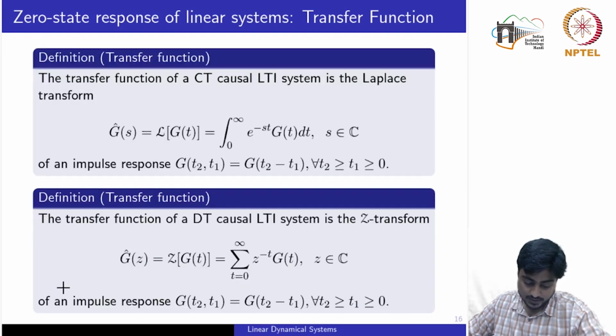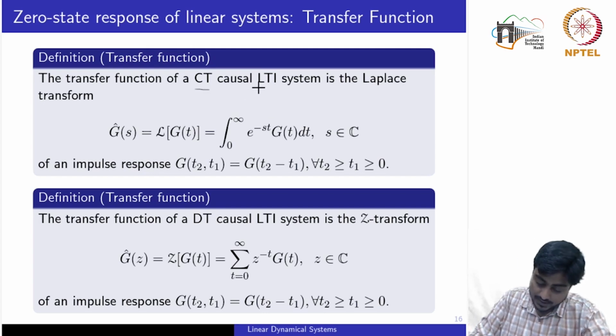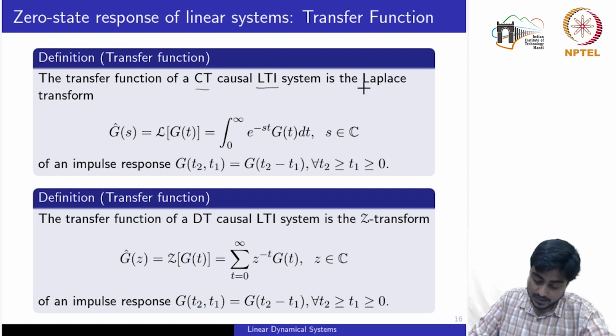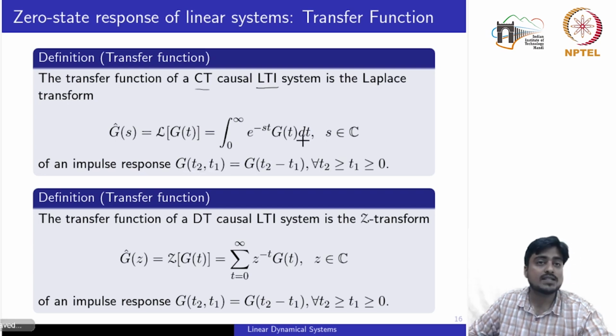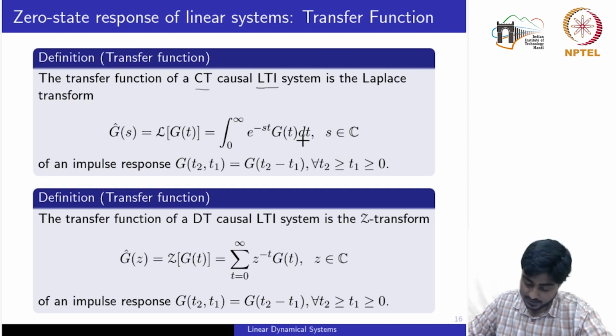So here we have these two definitions in the continuous time domain and in the discrete time domain. The transfer function of a continuous time, causal linear time invariant system is the Laplace transform defined by this, where s is basically a complex number, of an impulse response g(t2, t1), which can be replaced by g(t2 minus t1), what we had seen in the earlier slides, for all t2 greater than or equal to t1 and greater than or equal to 0.